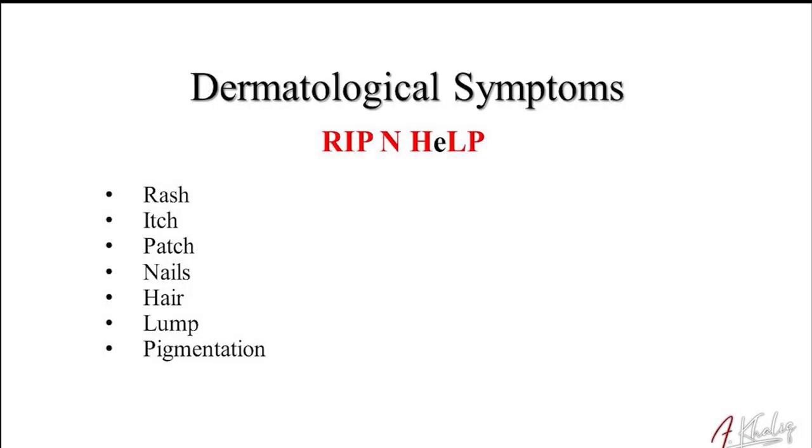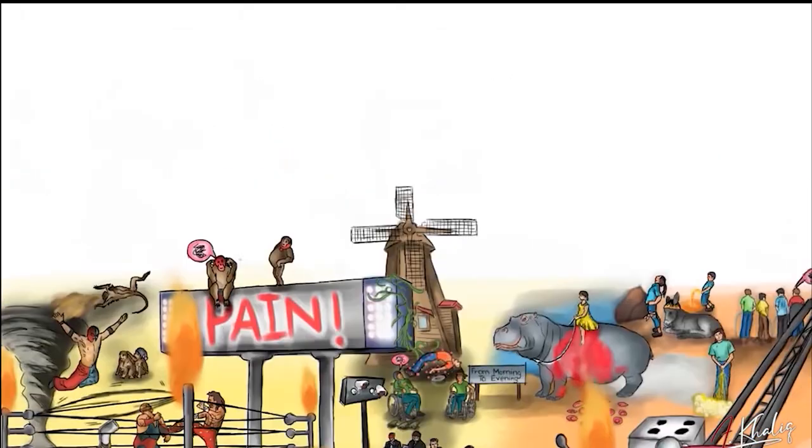Okay, so now we move to the dermatological section and we have a new mnemonic, and that is RIP and HELP. And that means rash, itch, patch, and then you're also going to take history about nails, hair, lump, and pigmentation. So now let's dive into the scene and make a typical presentation of HELP and RIP.